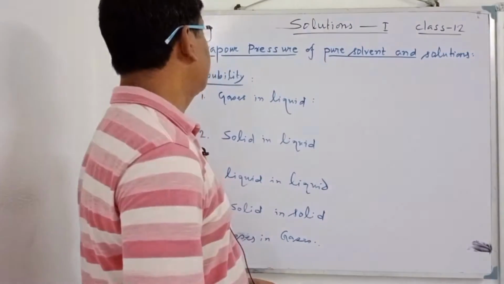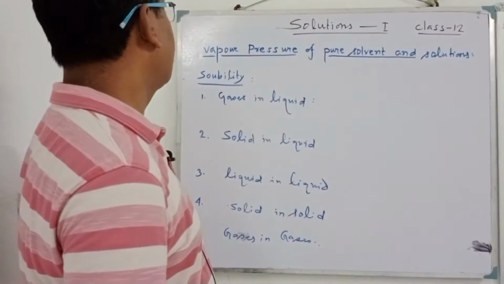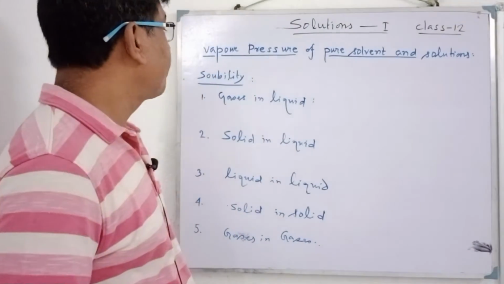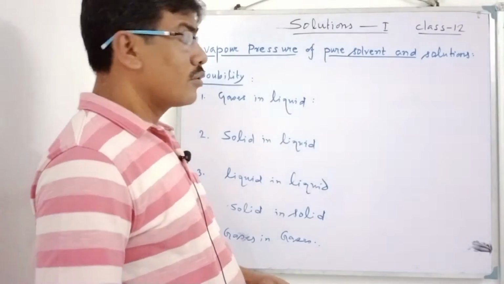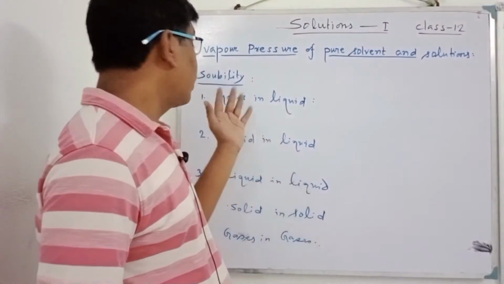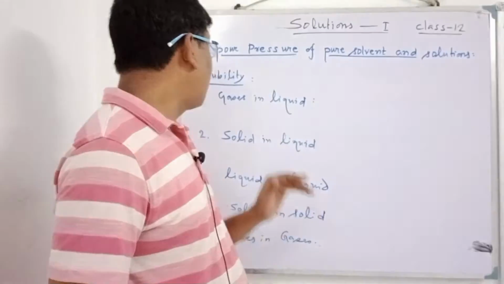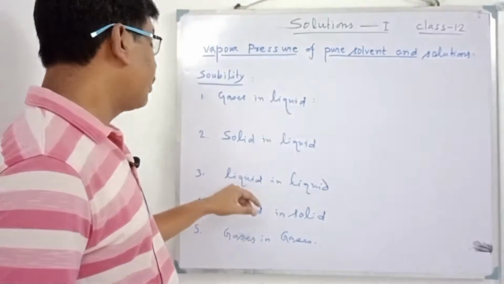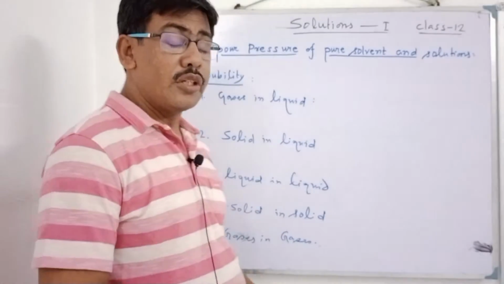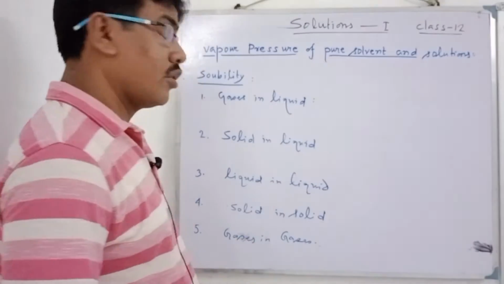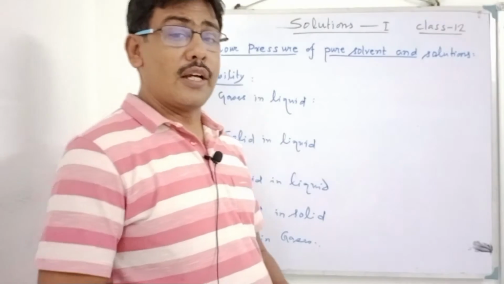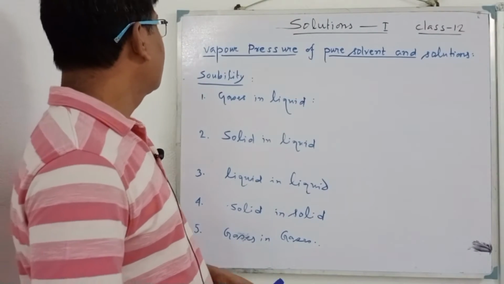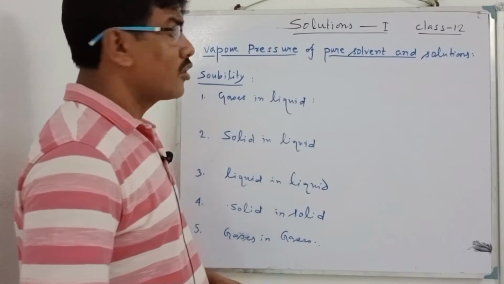Solution 1. Today we want to discuss the vapor pressure of pure solvent and that of solutions. For this purpose we have to discuss solubility, that is, solubility of gas in liquid, solubility of solid in liquid, solubility of liquid in liquid, solubility of solid in solid, and solubility of gas in gas. Now it is very necessary to tell about solubility.